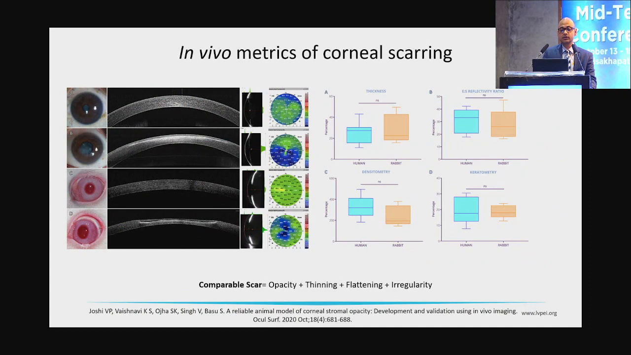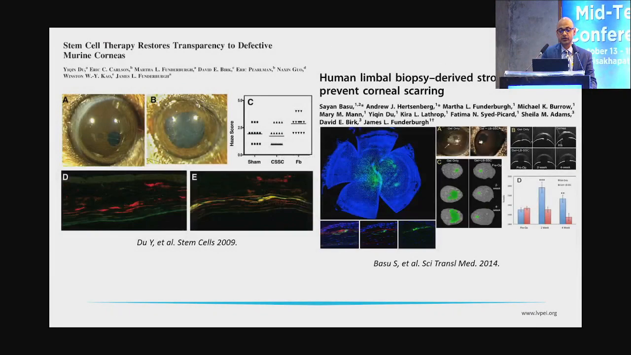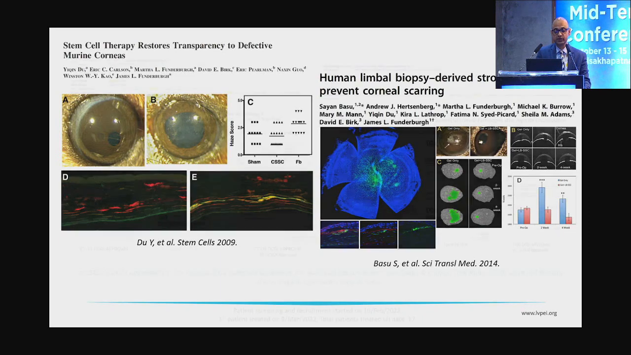So after working on the animal model, we started first to work on the cells, or the keratocytes. Now this is an idea that is borrowed from my mentor Jim Funderburg's lab in Pittsburgh in the United States, where they found stromal stem cells or mesenchymal stem cells in the limbal stroma, very close to where the limbal epithelial stem cells lie. And they showed in these initial studies that you could take these stem cells and they would help in regenerating corneal opacities in congenital opacities.